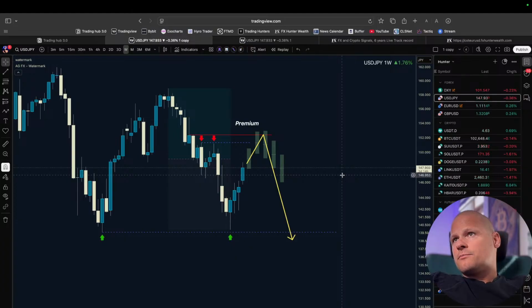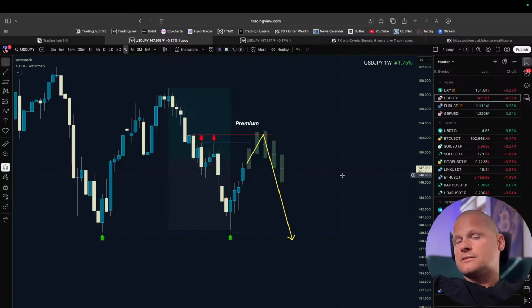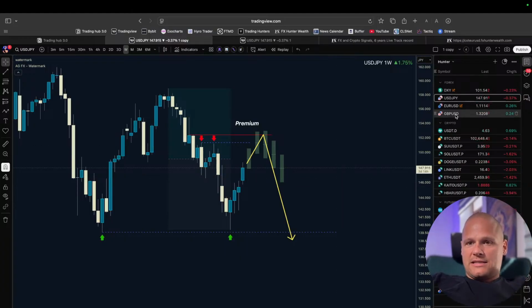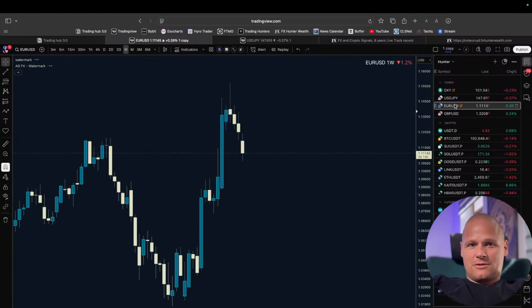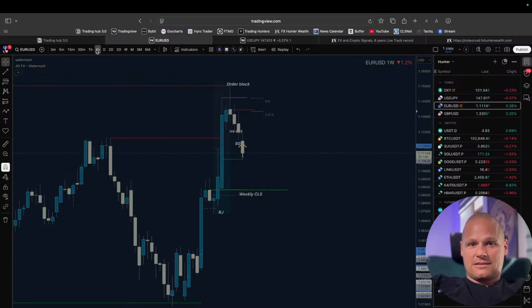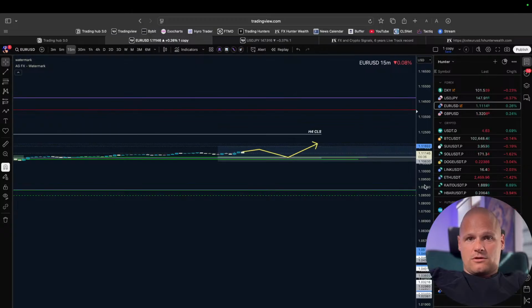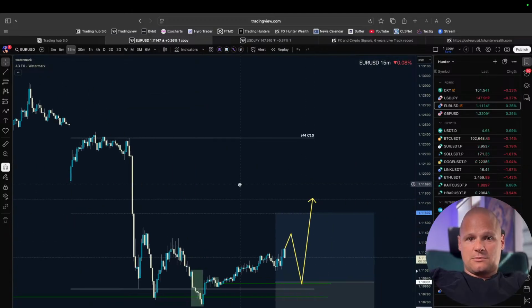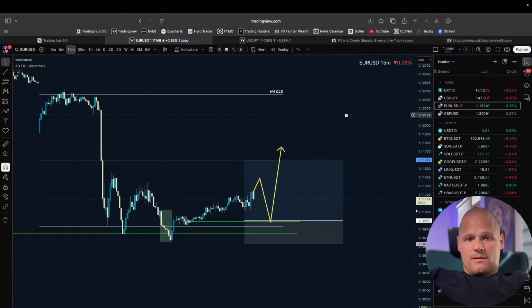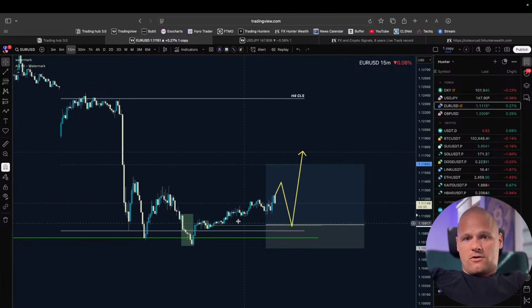Can you help us with a precise entry in any of these pairs, right? Yes, the precise entry, of course, my friends. We're looking for the precise entry. However, as I told you, look what's going on in here, right? That's what we're looking for here. That's what we're looking for on the intraday, right?